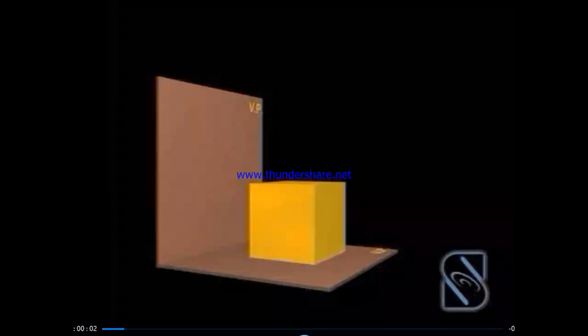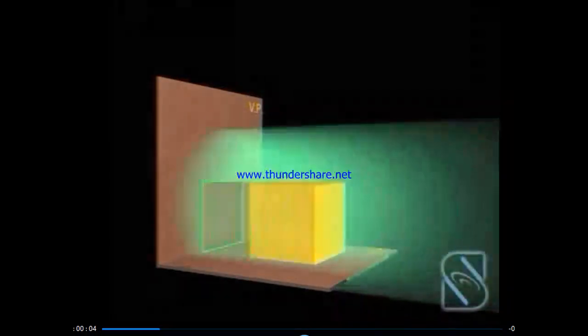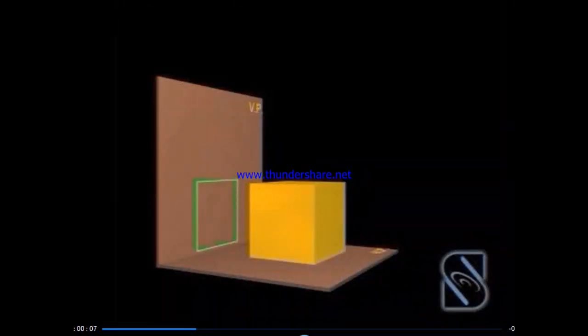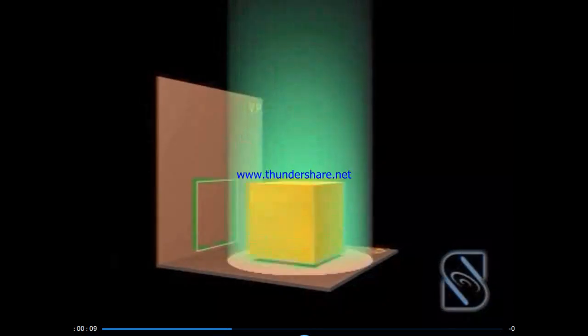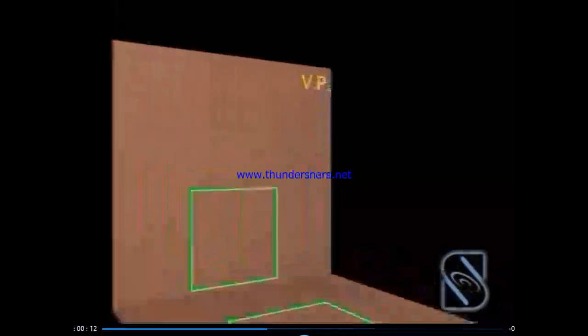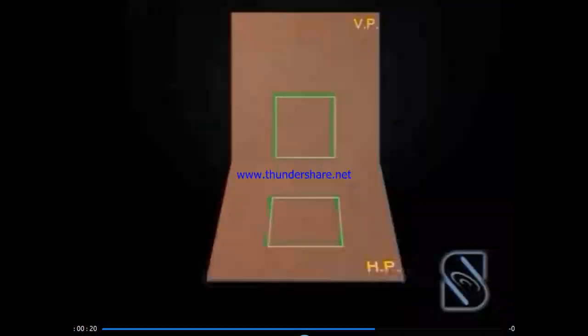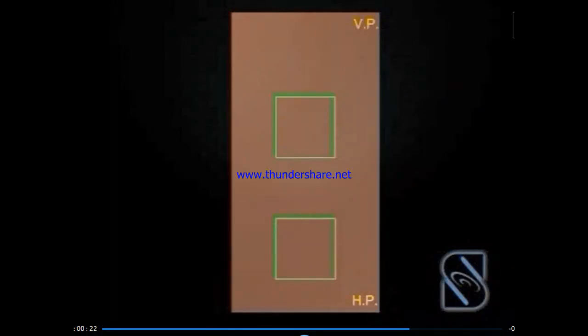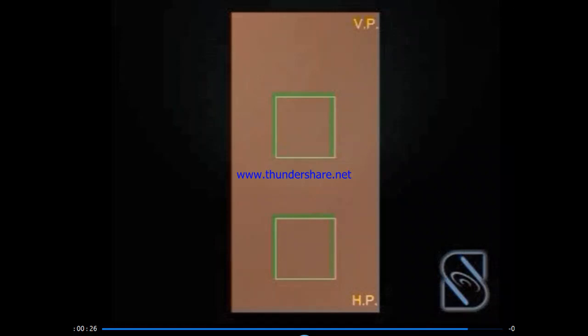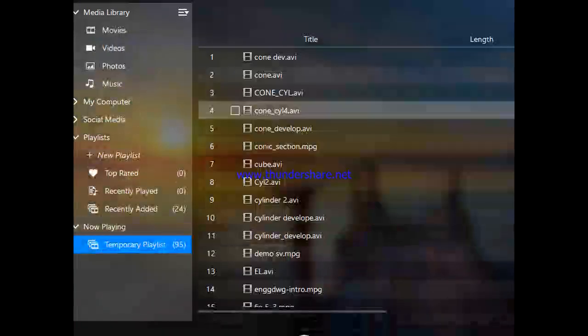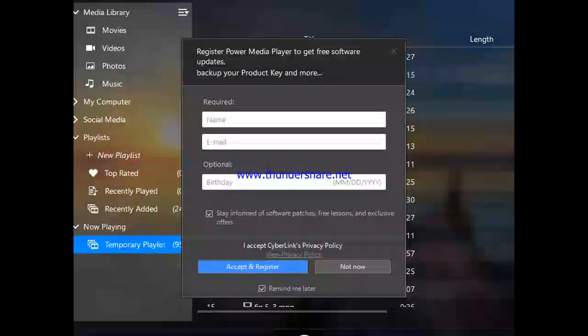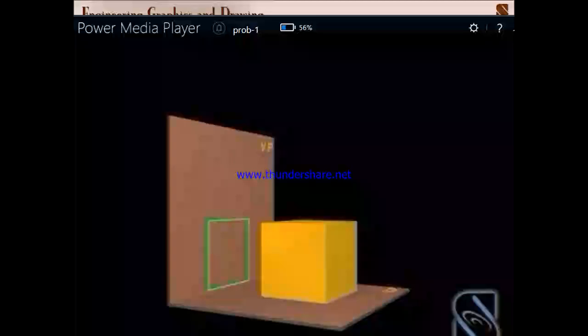Position the cube in the first quadrant. Look at the cube from the front to obtain the front view as a square. Look at the cube from the top to obtain the top view as a square. Rotate the horizontal plane 90 degrees clockwise to get the projections. Now the required projections are obtained.